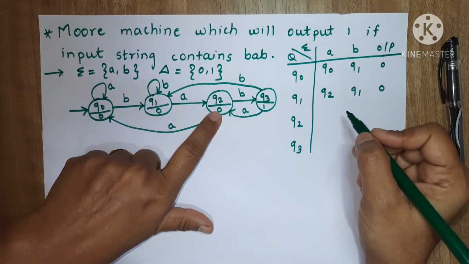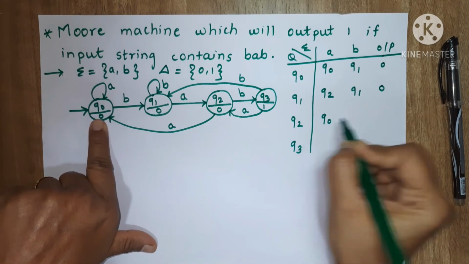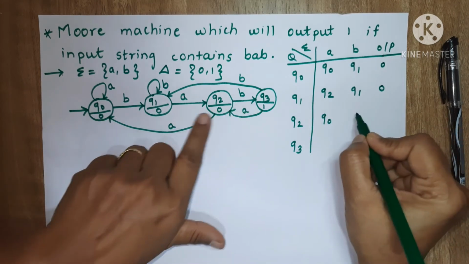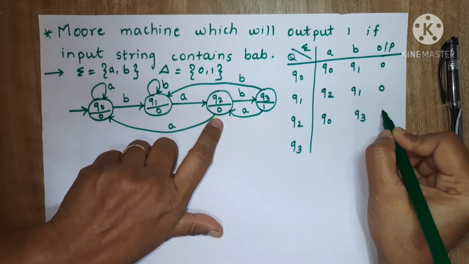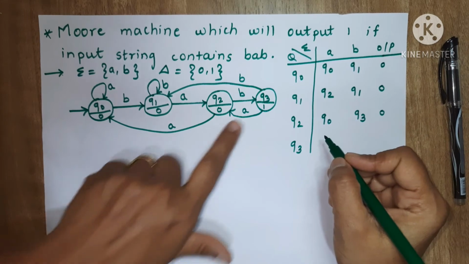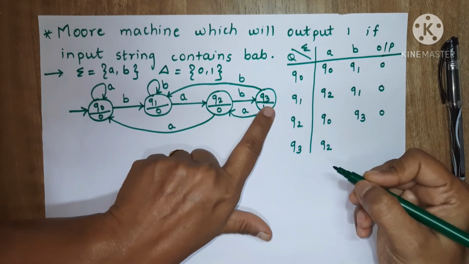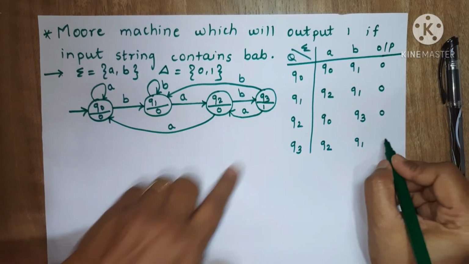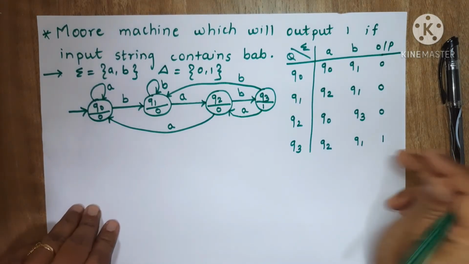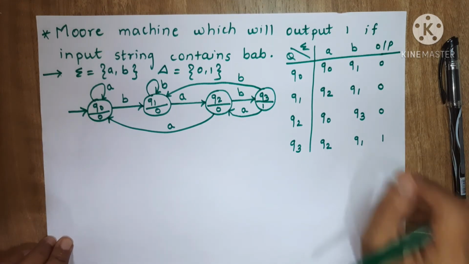So Q2 on A, it is going to Q0, Q2 on B, it is going to Q3, and the output associated with Q2 is 0. Now Q3 on A, it is going to Q2, and Q3 on B, it is going to Q1, and the output associated is 1. Okay, so this is the state transition table for this Mealy machine.